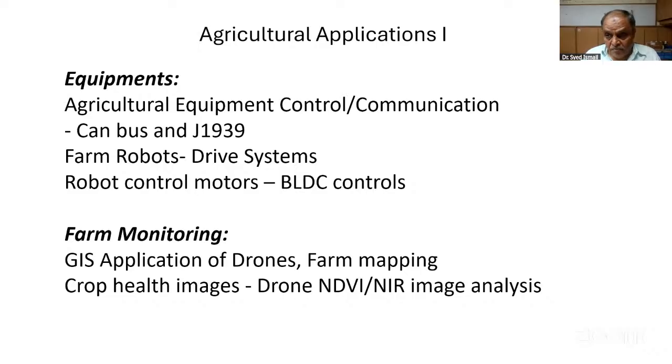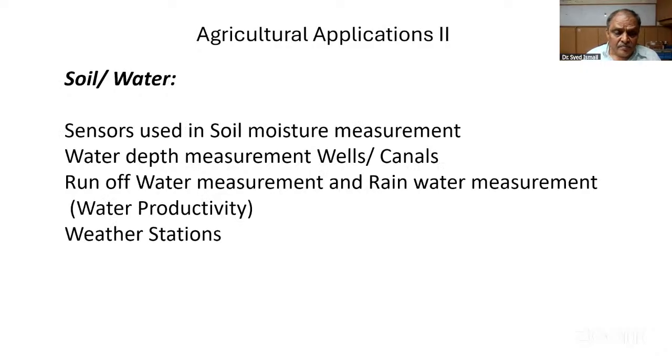Farm robots are getting popular in Asia also, and the drive systems: how the robots are driven, how the motors are driven, what type of motors, we have to learn that. In robot control, we use something called BLDC. People don't know what the name is. I have seen that in several places. I think we'll explain all those things slightly to know the basic principles, how they work, what BLDC is and how it works. We also use farm monitoring electronics, GIS applications, drones, farm mapping, crop health with the drone, NDVI and NIR images. These are also full of electronics. Soil and water.